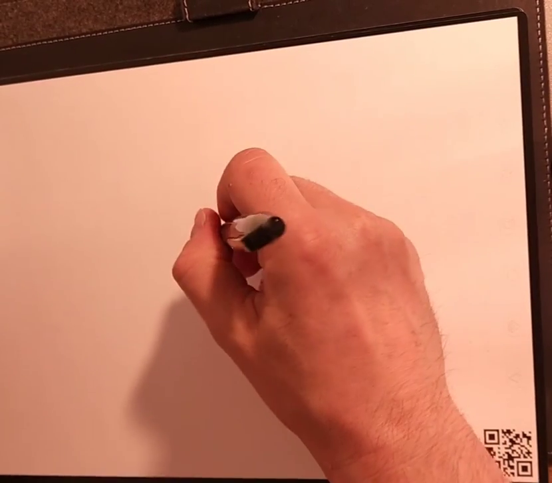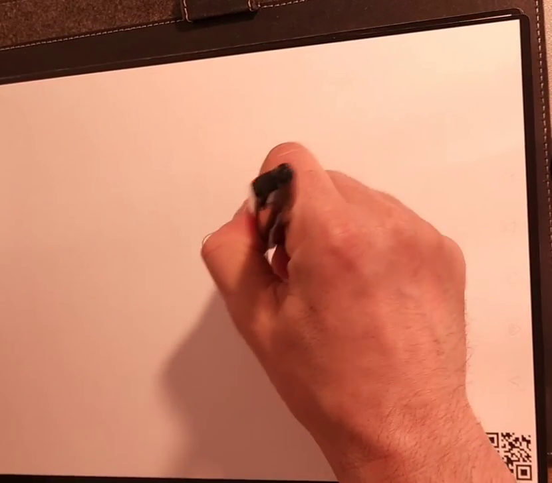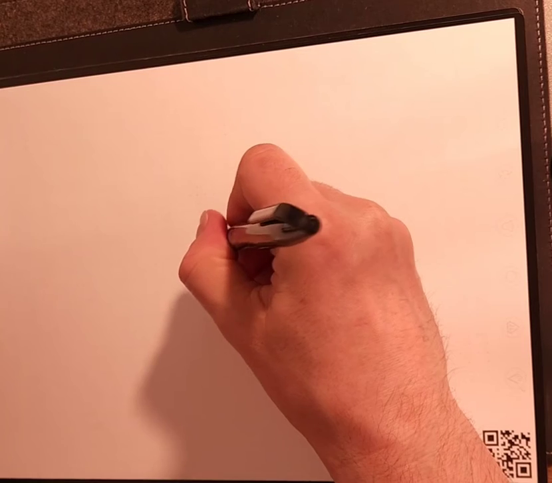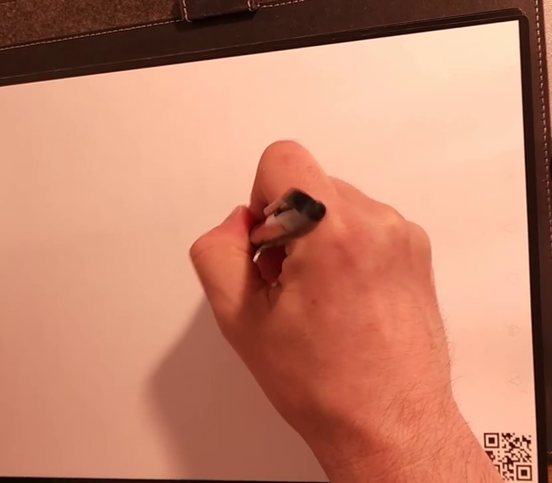Now, this is something that I started doing about 2 months ago, so I'm by no means an expert in the subject, but let's take you through it. So in the center of my diagram, I'm going to put the name of my topic, which is working out.